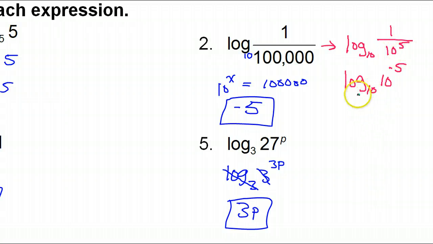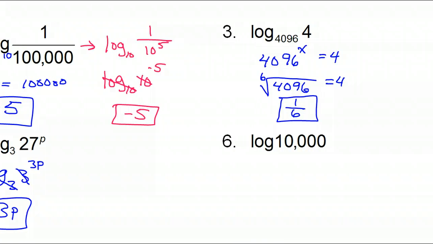Yeah. But then, just like I did on number 5, if I have log base 10 and base 10, those undo each other. They cancel each other out. And that would just once again give me negative 5. So I could use this type of analysis on most of these problems. But on number 5, it is especially convenient.